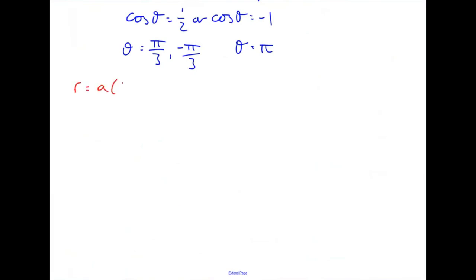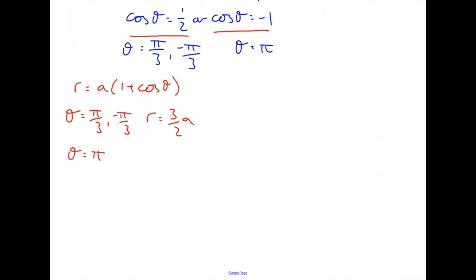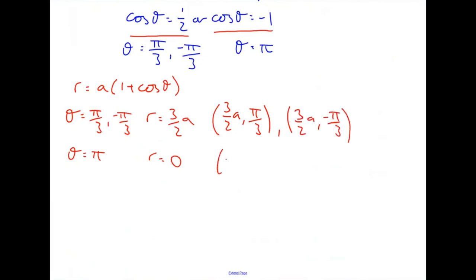So r equals a(1 plus cos theta). For theta equals pi over 3 and minus pi over 3, you'll get the same thing. So cos theta is 1/2 from here. You stick this in, you get r is 3 over 2 a. And for theta equals pi, you've got cos theta is minus 1, so r equals 0. So your coordinates are (3a/2, pi/3), (3a/2, minus pi/3), and you've also got one at (0, pi).